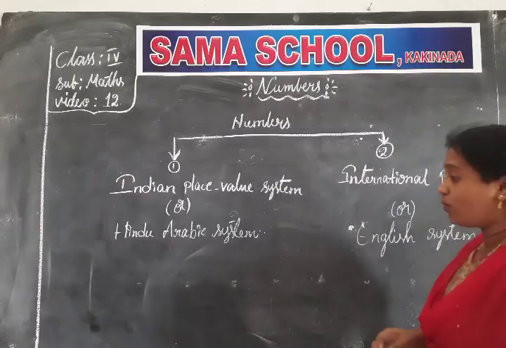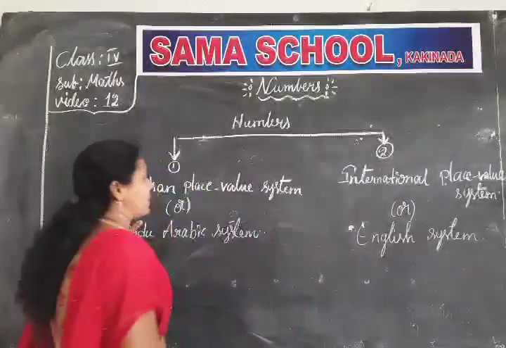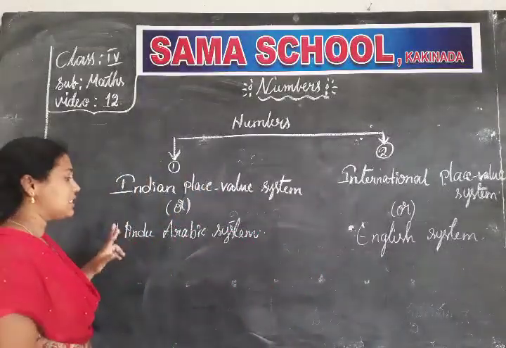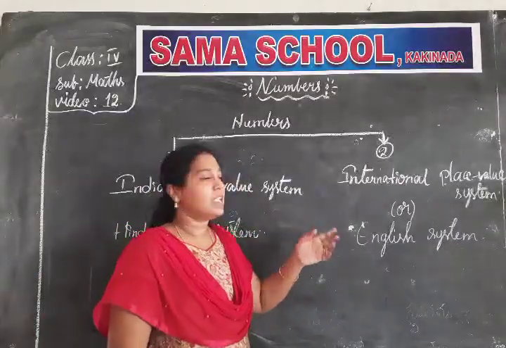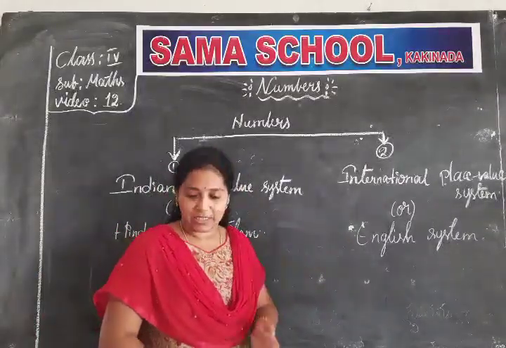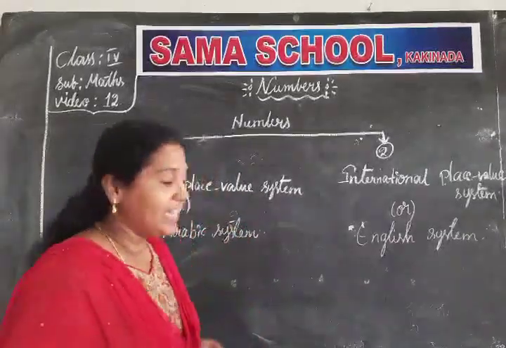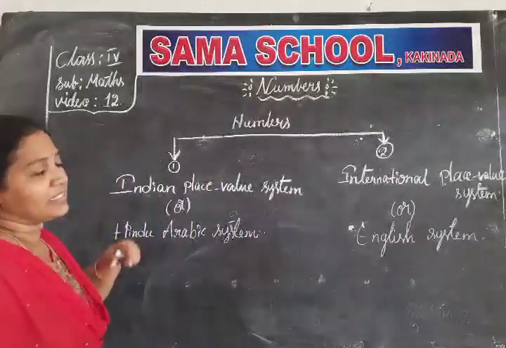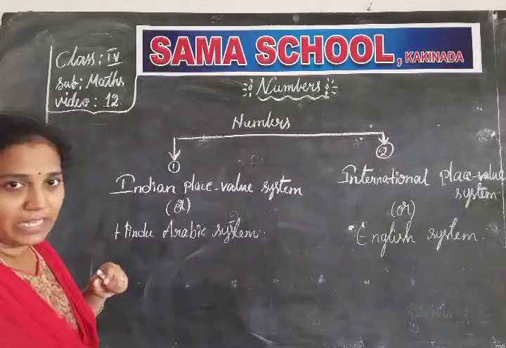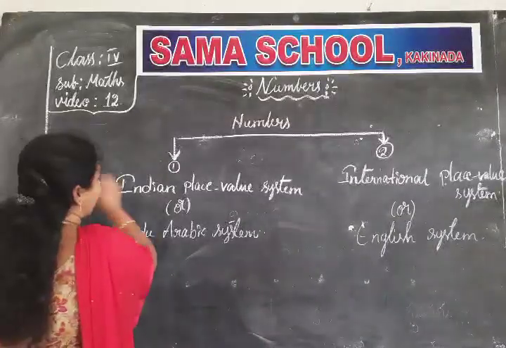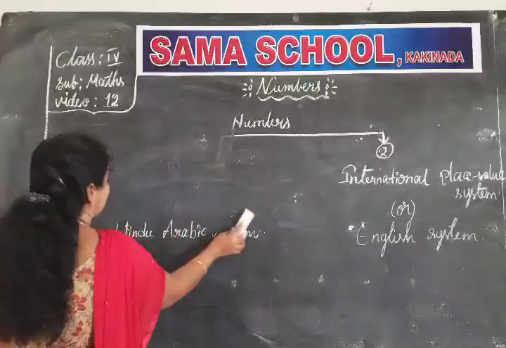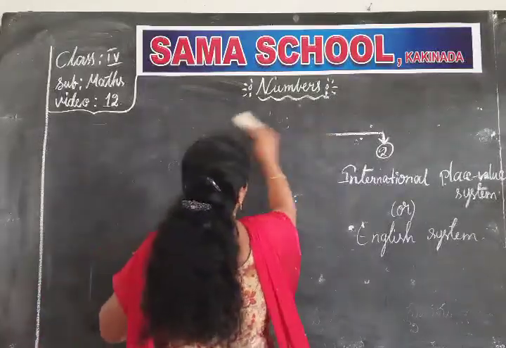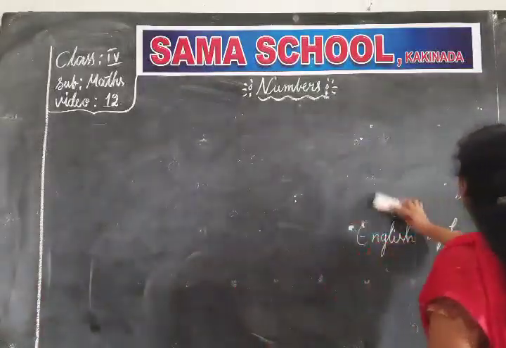You have to know both the names. The Indian place value system is also known as the Hindu-Arabic system, and the international place value system is also known as the English system. First of all, I want to explain the Indian place value system. After that, I will explain the international place value system. Let us see the board, everyone. In the Indian place value system, how many places are there?